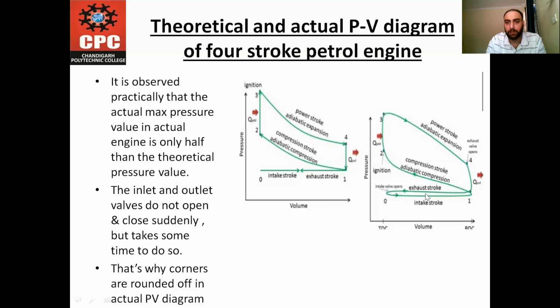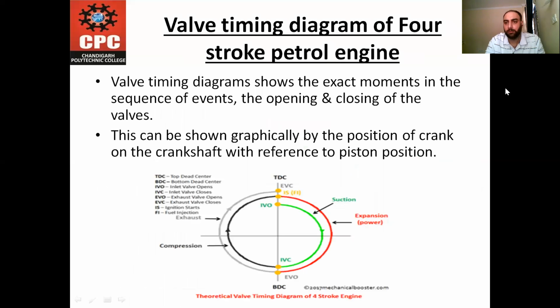So next topic, the valve timing diagram. This is a very important topic. So, the valve timing diagram of a four-stroke petrol engine. What is the valve timing diagram? Simply, the valve timing diagram shows the exact movement in the sequence of events. It shows the suction, compression, power and exhaust, and the opening and closing of valves: when the exhaust valve is open, when it is closed.